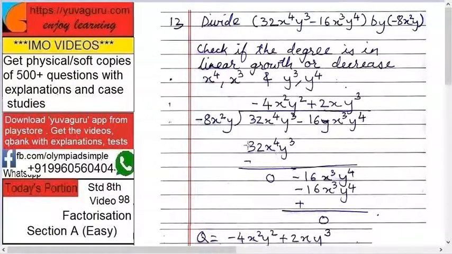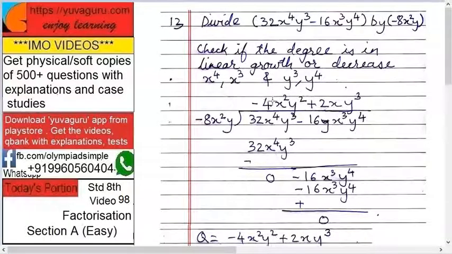Okay, so what do we want? Minus only. So minus into plus is minus, so bring plus over here, right? Get the signs correctly. When you multiply minus with plus, then only you will get minus, and we want minus only. Okay, so this expression becomes minus 16x cube y raised to 4, and the remainder is 0.